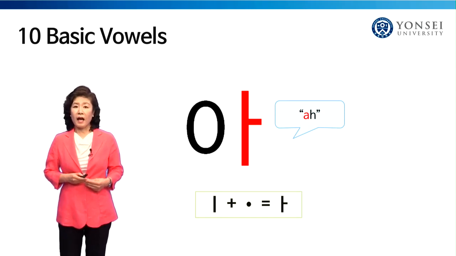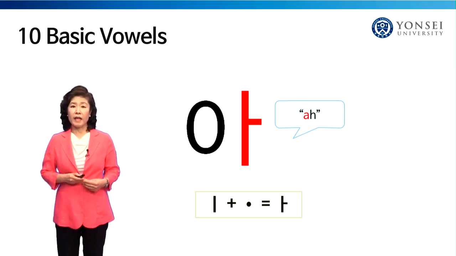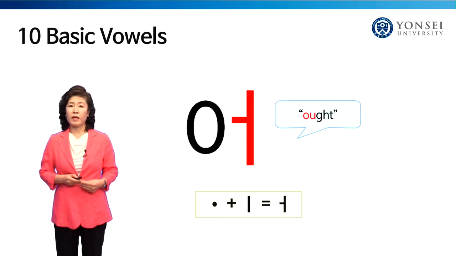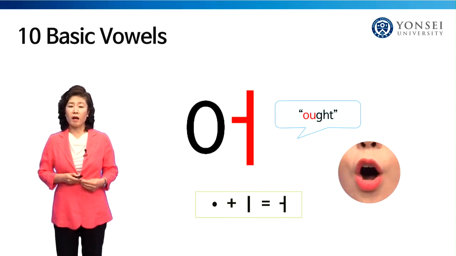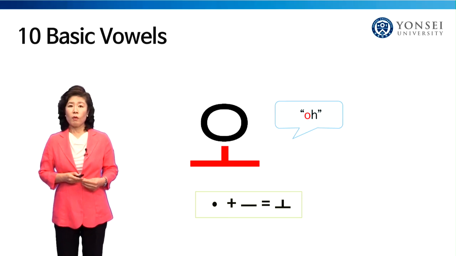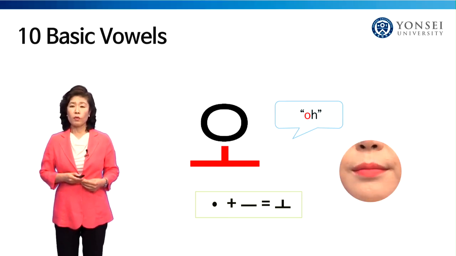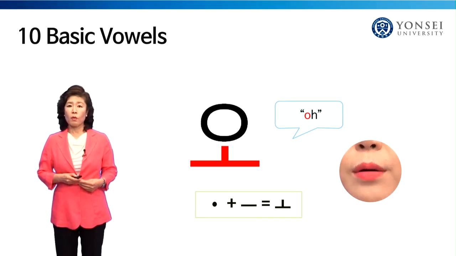First, "ah" sounds like the A in "ah." Ah. Next, O is the OU sound as in odd. Aw. O has a very pure O sound. O.